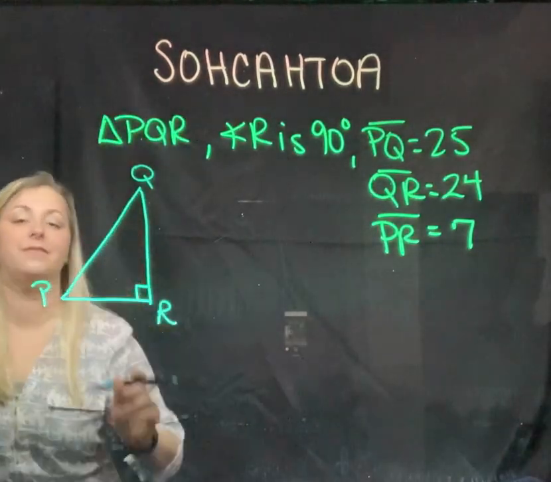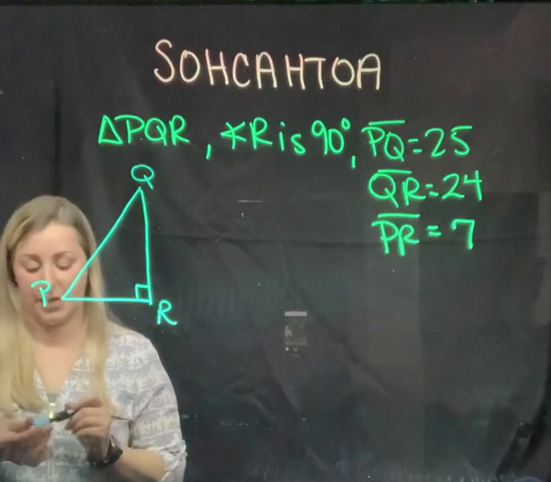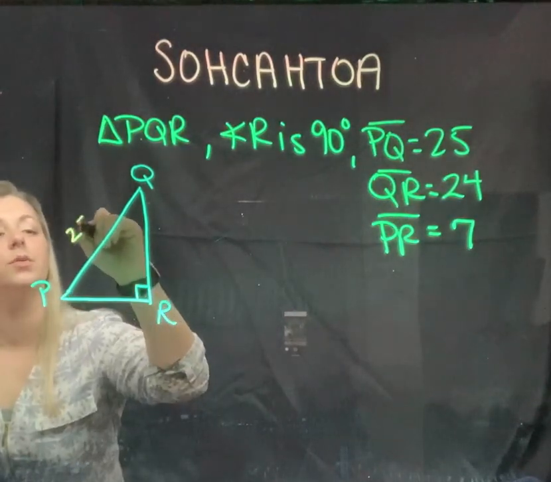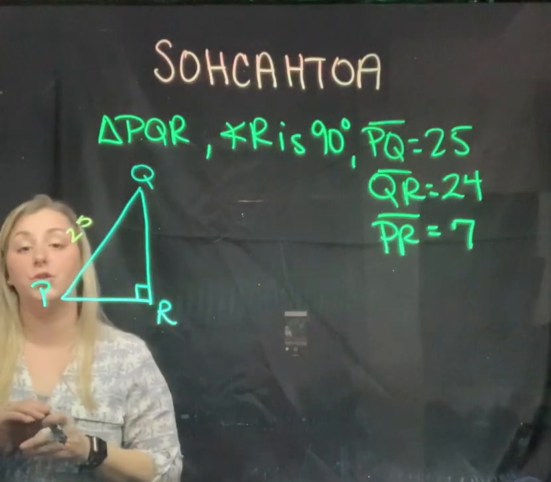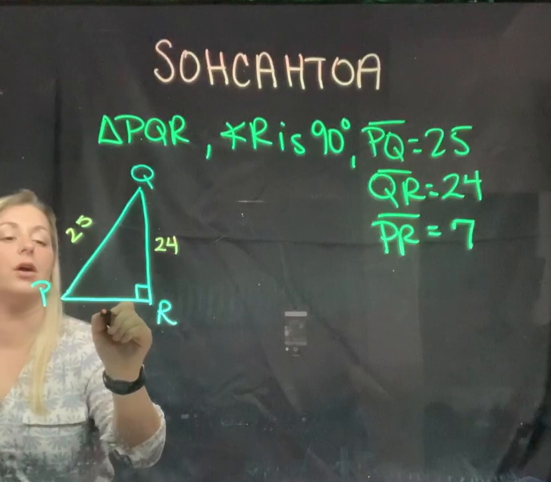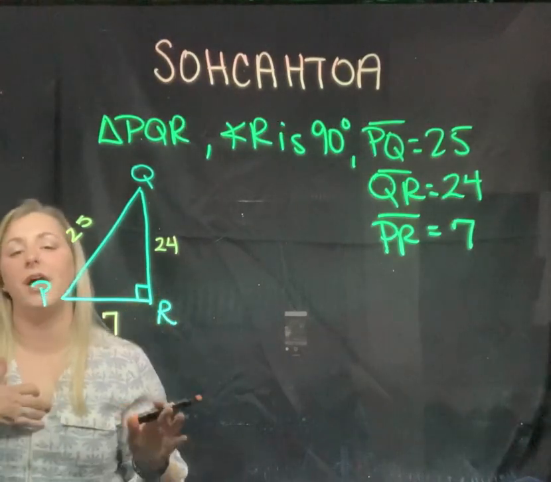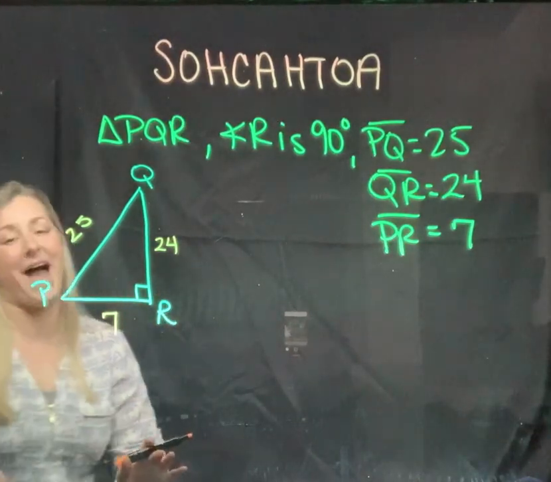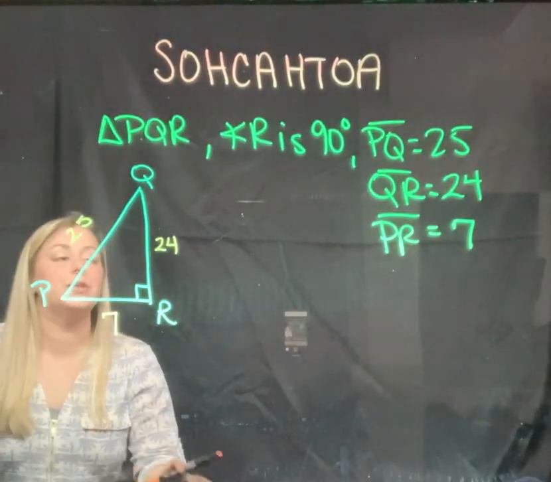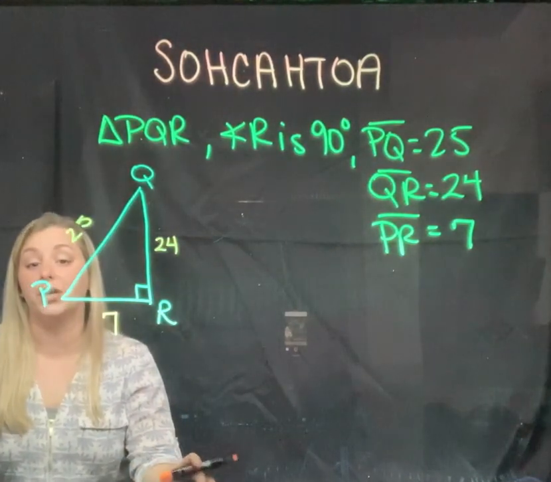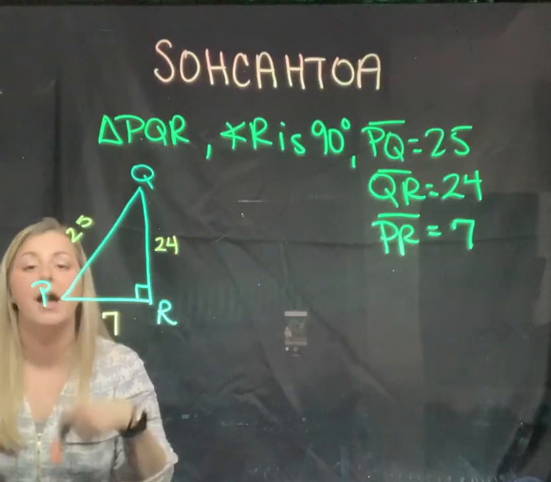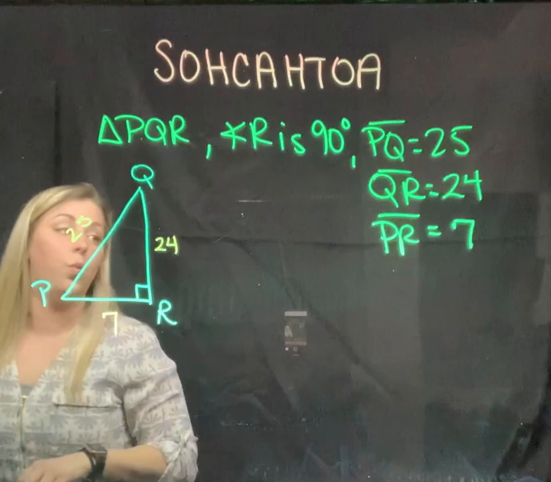All right, PQ we know is 25. So I'm just going to go ahead and label this as 25. PQ is 25. QR is 24, so that's this piece here, 24, and then PR is 7. So obviously the image of the triangle does not match the dimensions, but that's okay. So what I want to do is just set up all the different trig ratios for this problem. So we have sine, cosine, tangent, and then obviously the reciprocals as well.